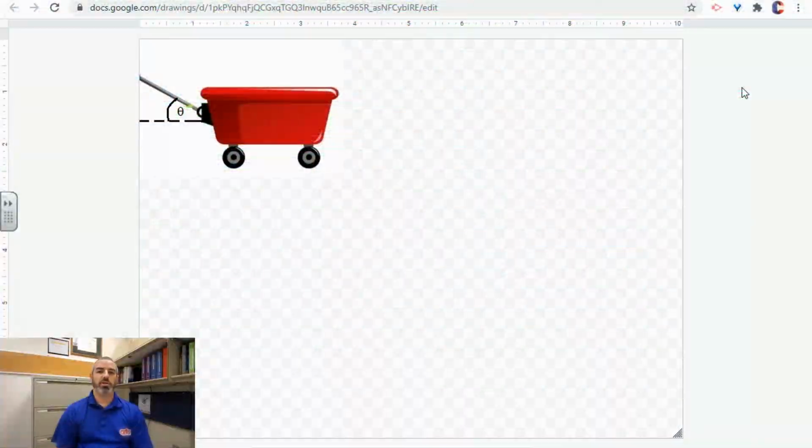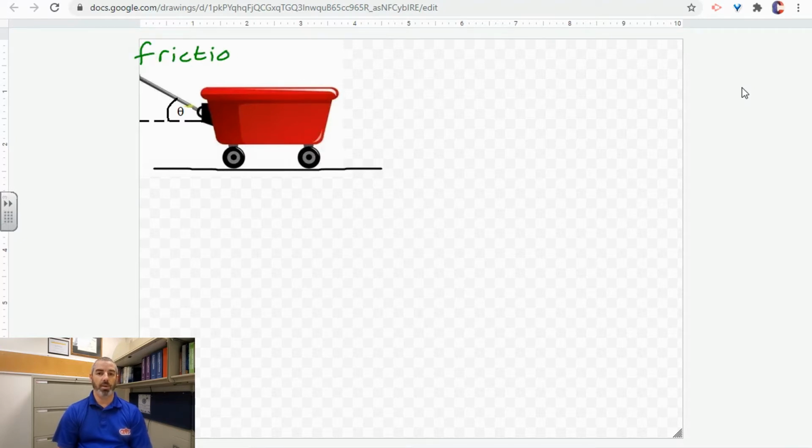So here's the situation that we have. We have a wagon being pulled across a horizontal surface. And in this case, we're going to say that the wagon is being pulled and that there is friction acting on the wagon. So we're going to go ahead and draw our system schema for the wagon.